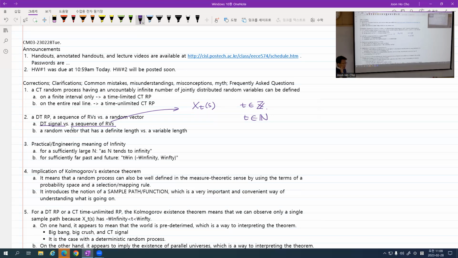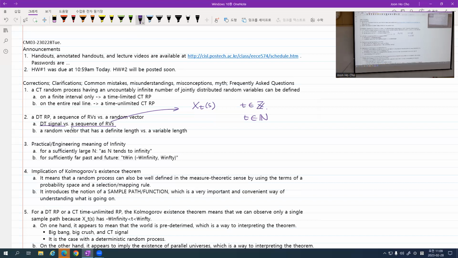Okay, so whenever you have countably infinite jointly distributed random variables, you have to decide which one to choose and which one is more convenient for you to handle. Sometimes you model your signal as a discrete time random process. Sometimes you model your countably infinite number of random variables as a sequence of random variables starting from some finite number to, for example, positive infinity.